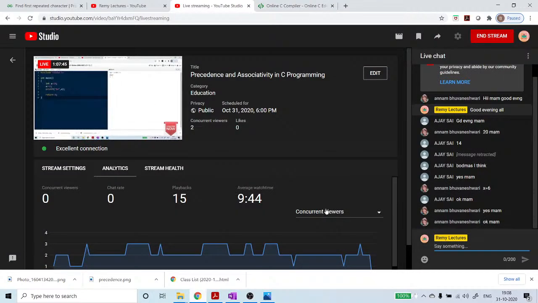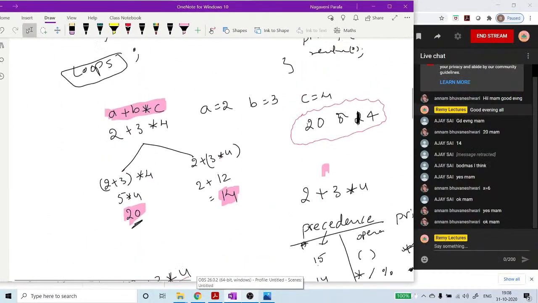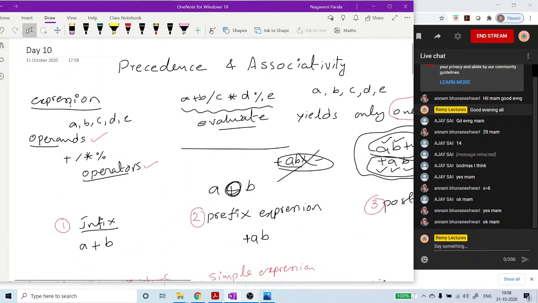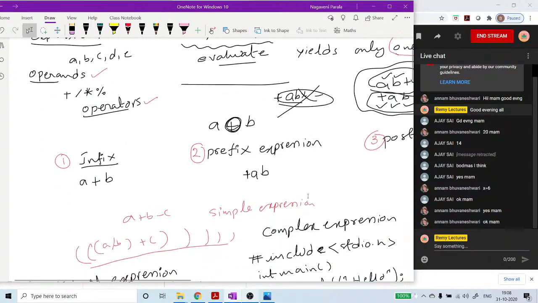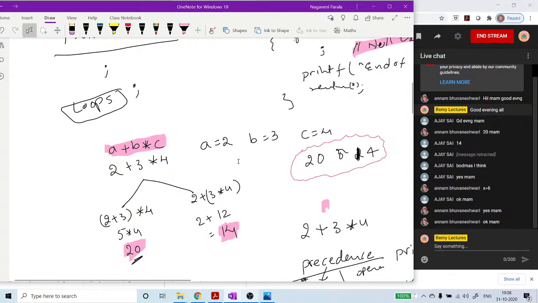So I think today what we have learned: expressions, associativity. See here, today we learned what is an expression, what is an operator, what is infix notation, what is prefix notation, what is postfix notation, and what is a null type of expression, and why precedence and associativity come into the picture. Why are associativity and precedence needed?